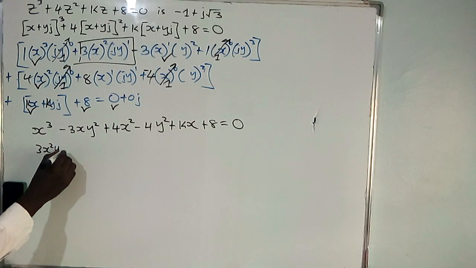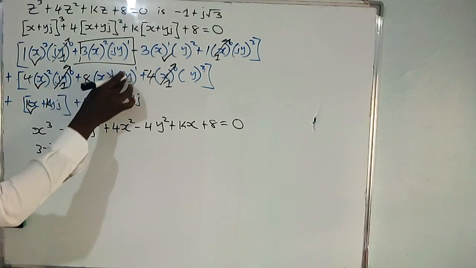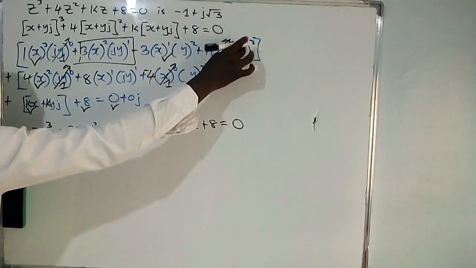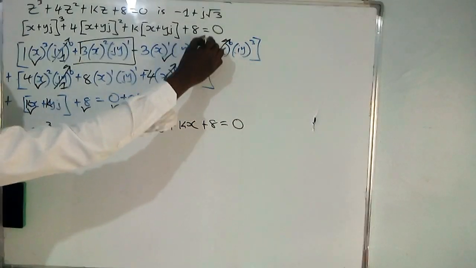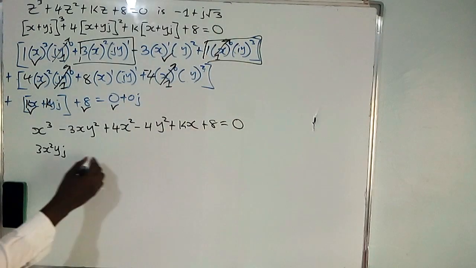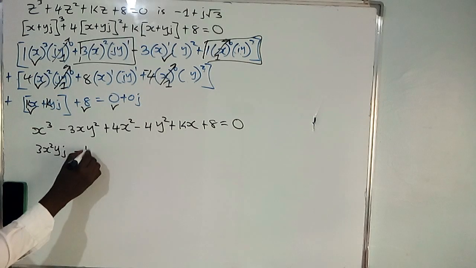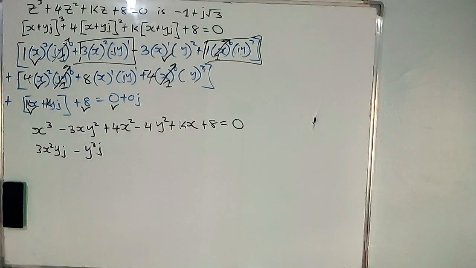Then you move to the next one, j raised to power 3. That is negative j, because j raised to power 3 is j times j squared. j squared is negative 1, isn't it? So j raised to power 3 is negative j. Then we have also y raised to power 3. Are we together? So this is negative j y cube, isn't it? So you collect negative j y cube. You are done with that. Move to the next one.